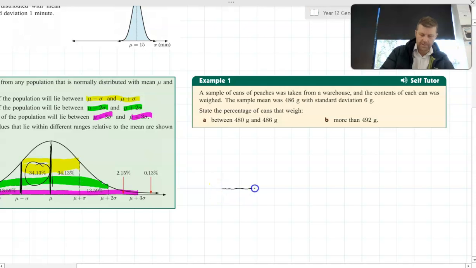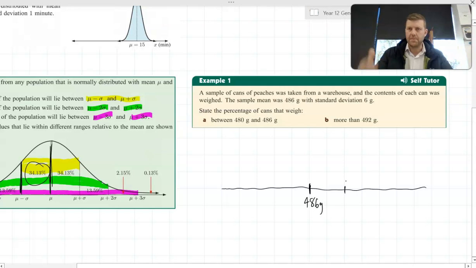So here's the scale down the bottom here, just roughly drawn, with the middle value being my mean, 486 grams here. Then I'm going to do 1 standard deviation above, which would be the mean plus the standard deviation. So 486 plus 6 gives me 492 grams. Then another step above, 492 plus 6, adding another standard deviation, which would be 498 grams. And a third standard deviation step above the mean, adding another 6 grams to that second step, which takes me to 504 grams.